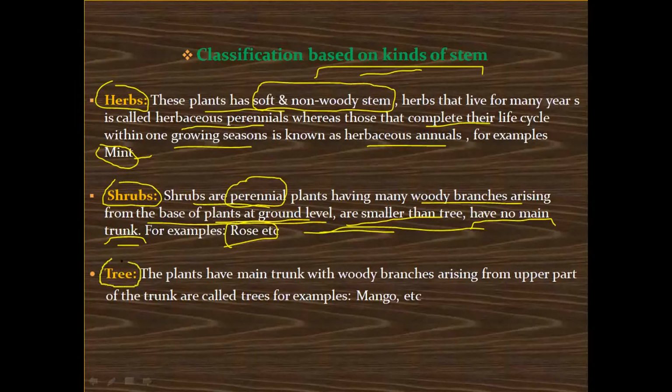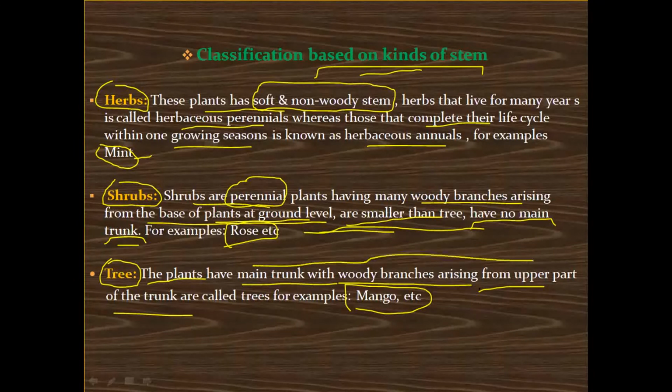The next category is tree. Trees are those plants which have a main trunk with woody branches arising from the upper part of the trunk. For example, mango. So trees are very common. Trees are that category of plants which have a main trunk with woody branches arising from the upper part of the trunk.